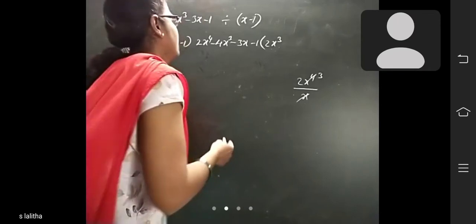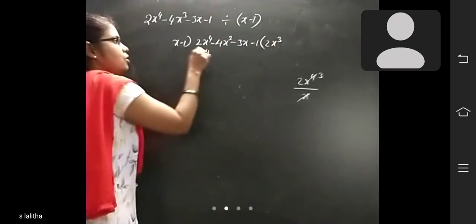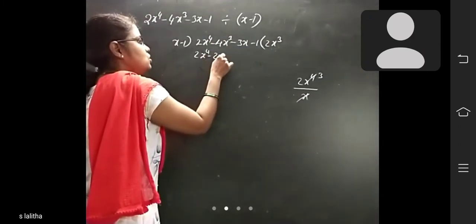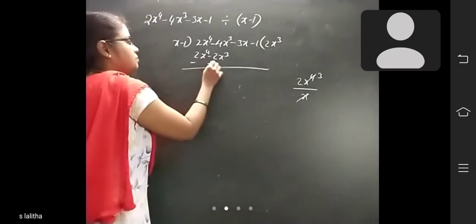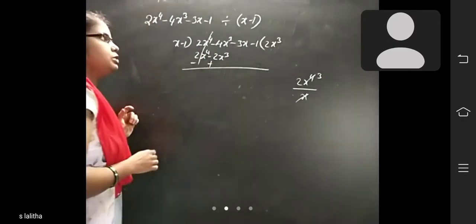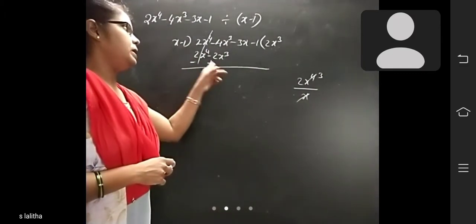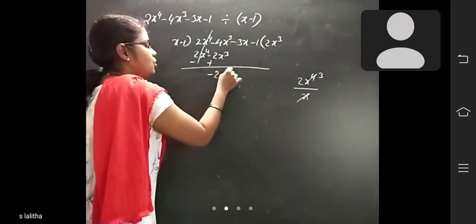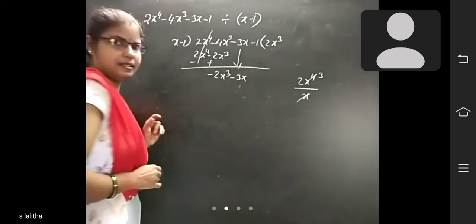2x cube. Now multiply: x into 2x cube, how much? 2x power 4. Minus 1 into 2x cube, how much? Minus 2x cube. Okay. Now subtract. Plus 2x power 4 minus 2x power 4 will be cancelled. Minus 4x cube plus 2x cube, what is the answer? Minus 2x cube. Bring down minus 3x.